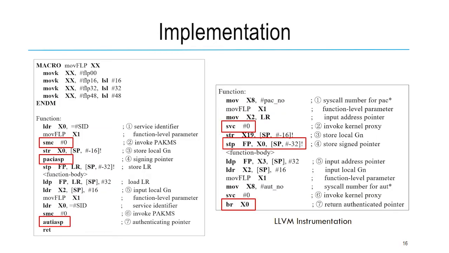The LLVM instrumentation example code listings are like this. The left is used for the kernel and the right for the user space applications. We can see that the kernel uses the SMC instruction to call PKMS, and the application uses SVC instead. The non-preemptive kernel can use PAC and AUT instructions directly to protect the integrity of the kernel pointers. However, the application should rely on the kernel proxy to sign and authenticate pointers to avoid mistakes. In addition, the application should utilize the BR instruction to return to the location pointed to by the register X0, which holds the authenticated return address.